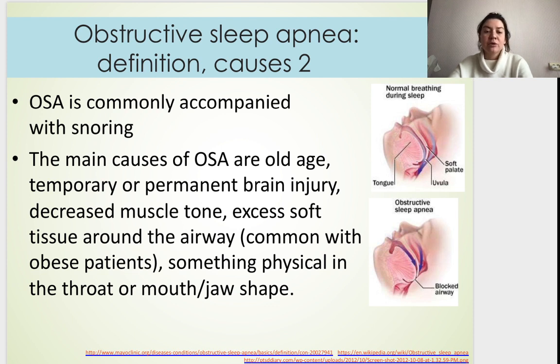The main causes of OSA are old age, temporary or permanent brain injury, decreased muscle tone, and excess soft tissue around the airways, common with obese patients, very typical for obese patients. Sometimes it is a physical feature in the throat, mouth, or jaw shape.